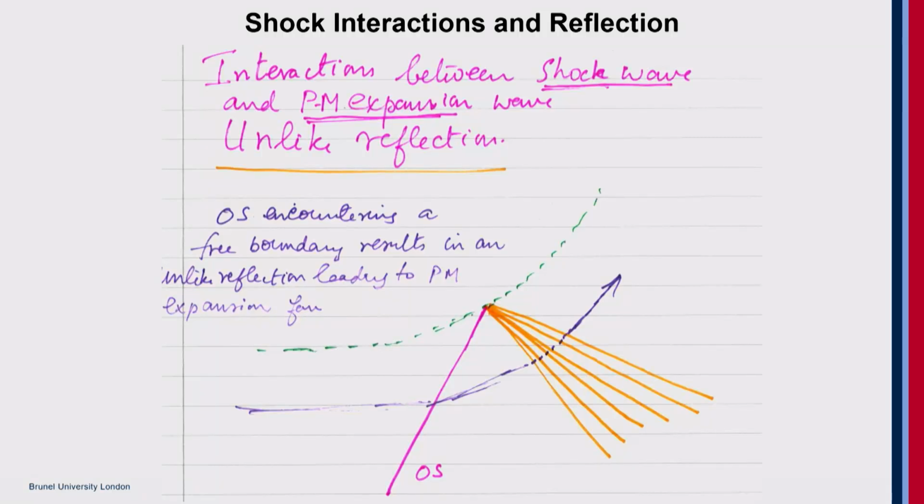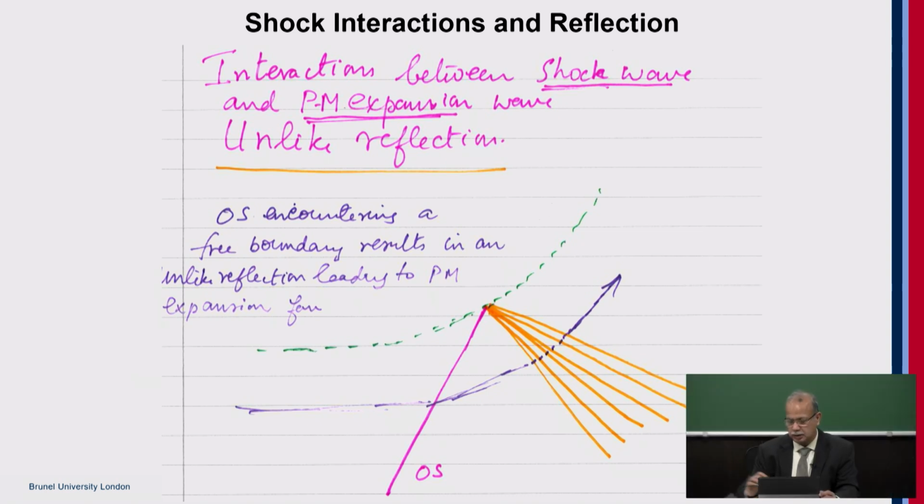Now, what will happen if you have an oblique shock wave? Now, this green line that you see here is the free boundary. It's like a jet. It's not a solid boundary there. So when an oblique shock encounters a free boundary, you end up forming an unlike reflection. That's what we need to know. Unlike reflection in the sense that an oblique shock will result in forming an expansion fan.